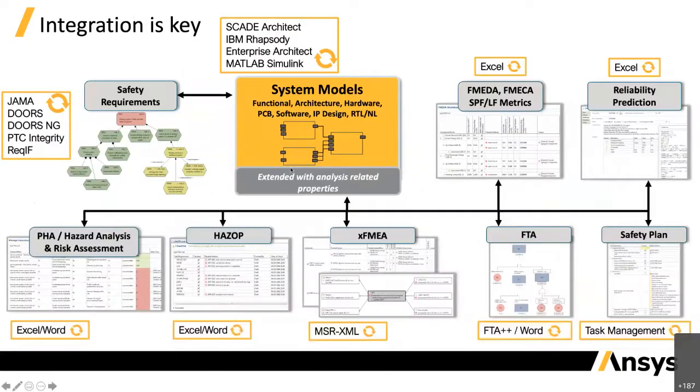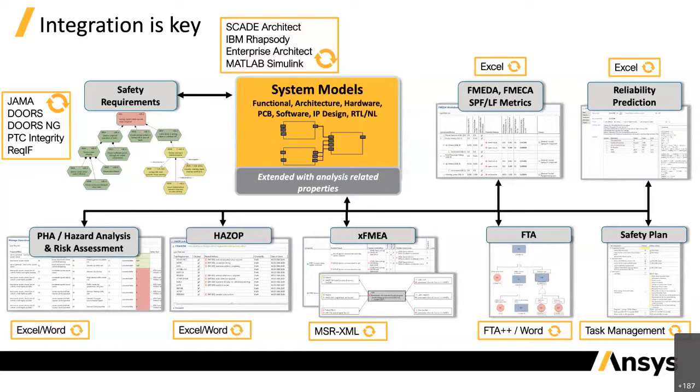Now, it's not only the case about the integrated analysis, but the integration also has to be extended into the organization. For example, in many cases, you might have already decided to go with requirement tools such as DOORS Next Generation, Jama, Integrity, and so on. So there should be a possibility to reuse those requirements and then continue with your analysis when it comes to safety. So we support this kind of integration with requirements.